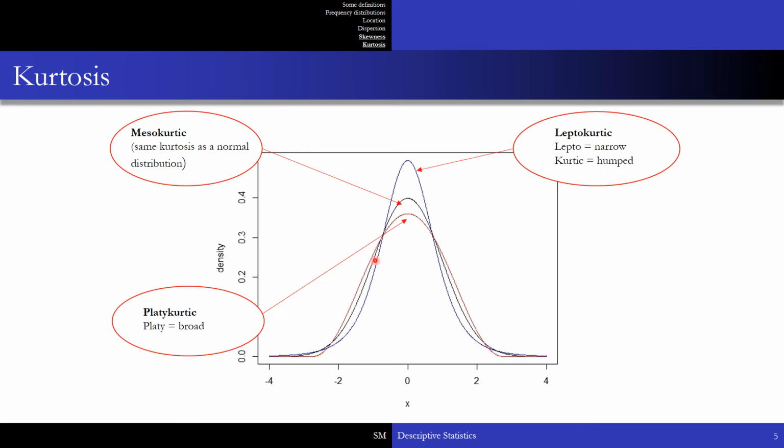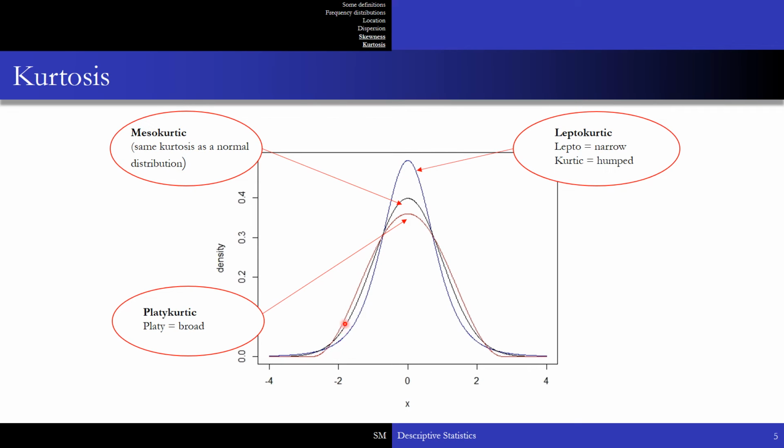The blue distribution here is called a leptokurtic distribution. From the Greek lepto equals narrow and kurtic means humped. So a narrow humped distribution, where narrow is relative to the mesokurtic distribution, to our reference distribution. You can see that it's taller, more peaked, as it were.